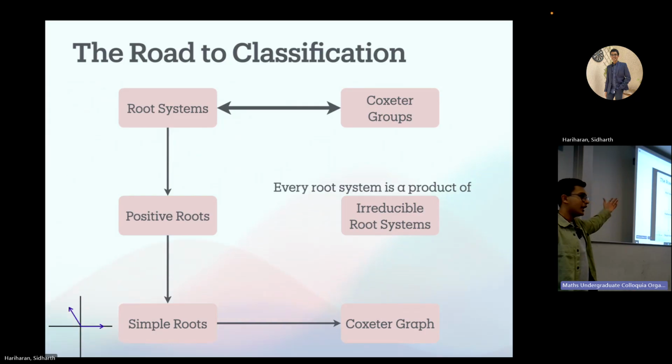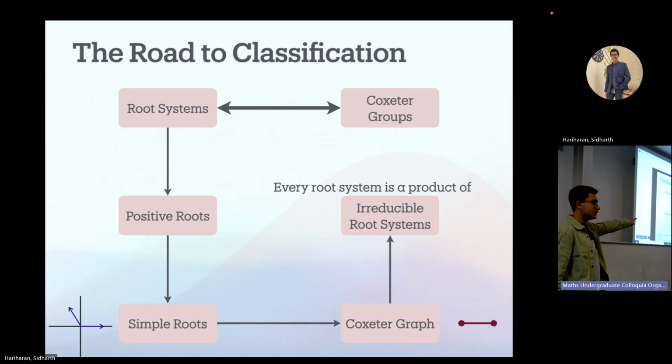Those of you who've studied Lie algebras before might have heard of Dynkin diagrams. Coxeter graphs and Dynkin diagrams are very closely related. They're almost the same thing. So this is what a Coxeter graph looks like. It's actually a very simple graph in this case. That is the Coxeter graph of A2. And using Coxeter graphs, you can classify irreducible root systems. And once you've classified irreducible root systems, you've classified root systems because any root system is a product of irreducible root systems. And then you've classified all Coxeter groups because of the correspondence between the two.